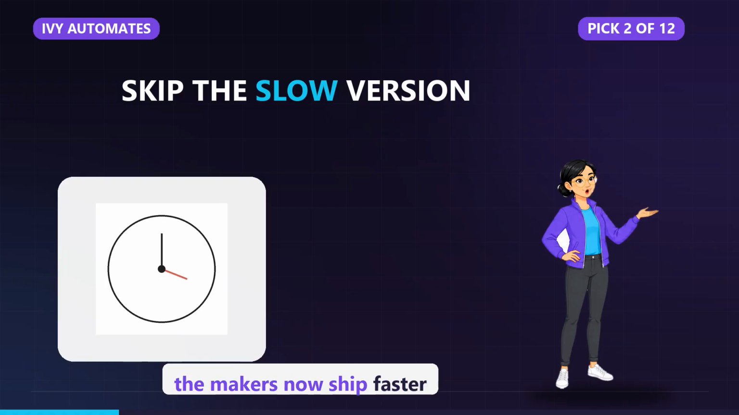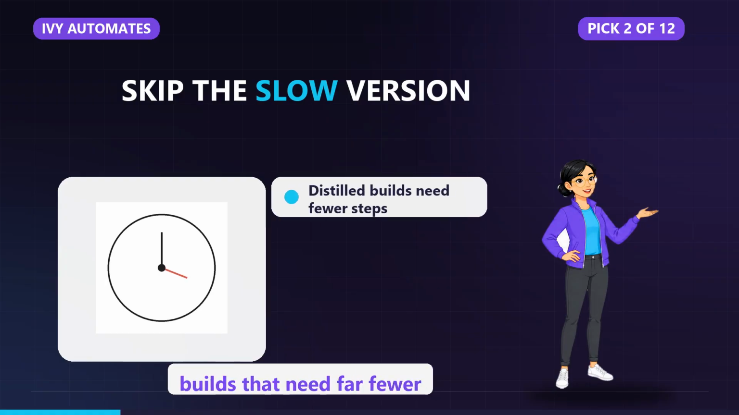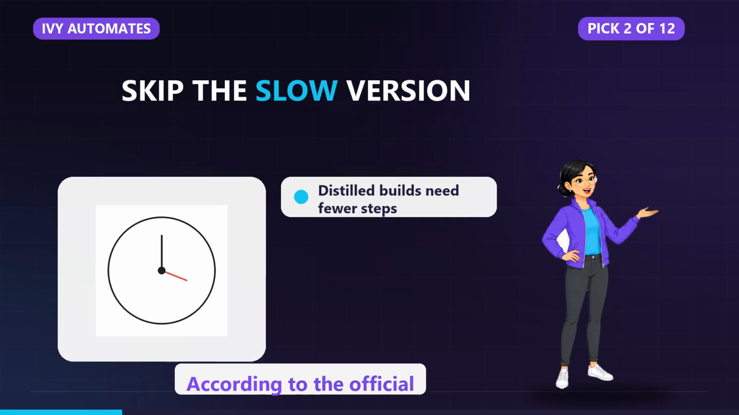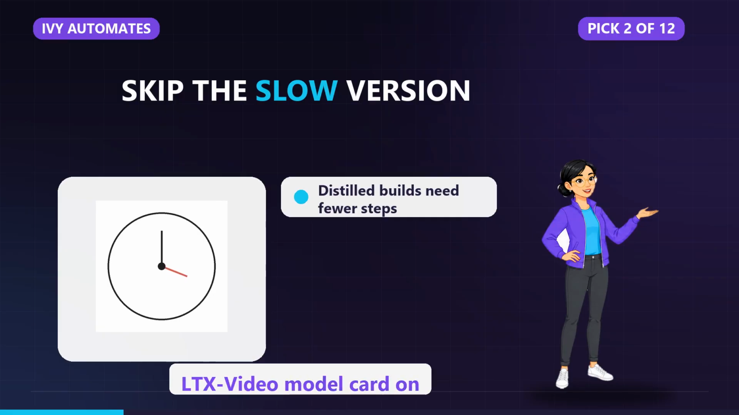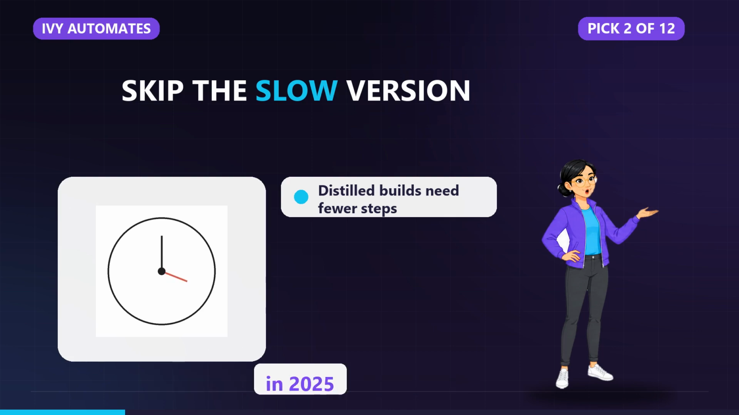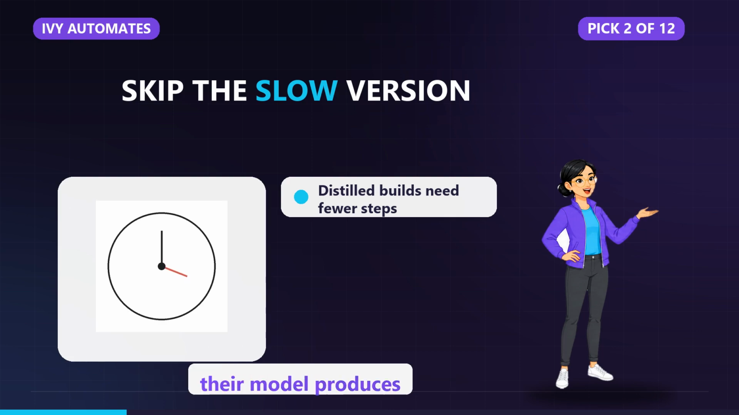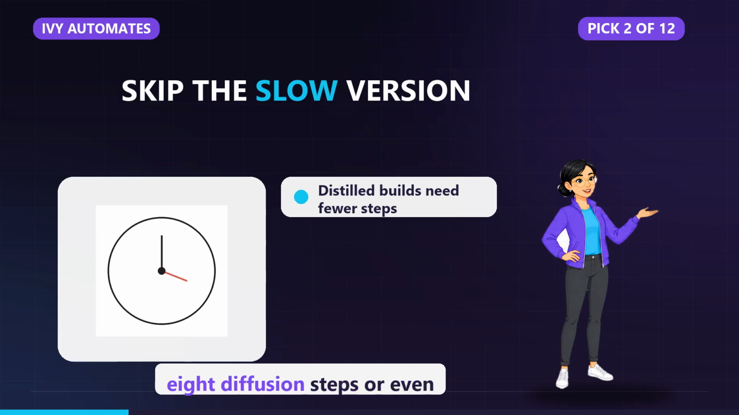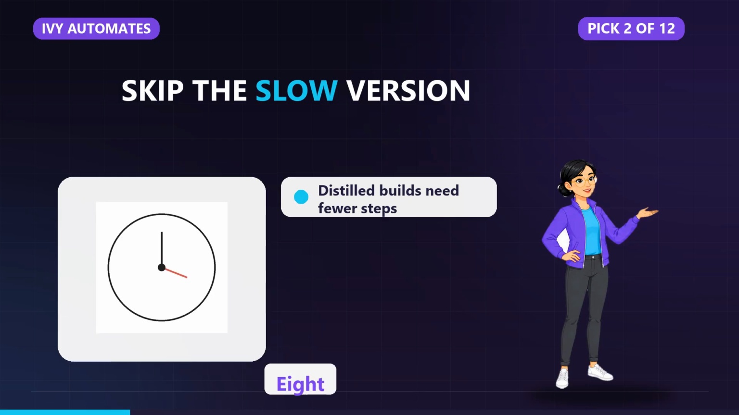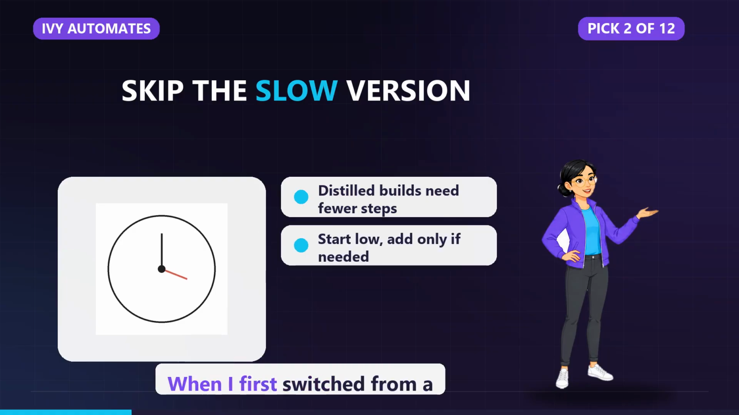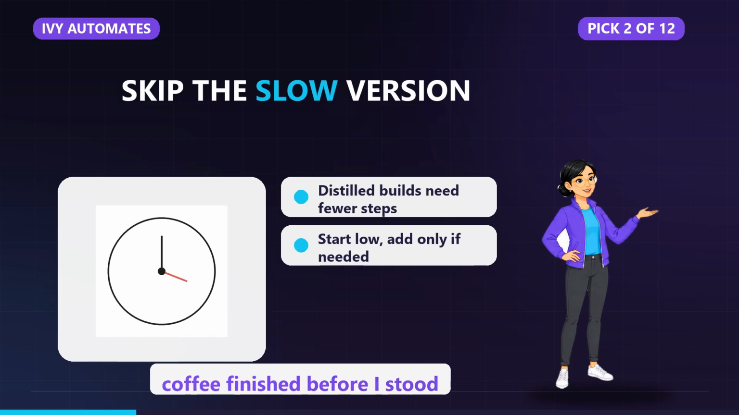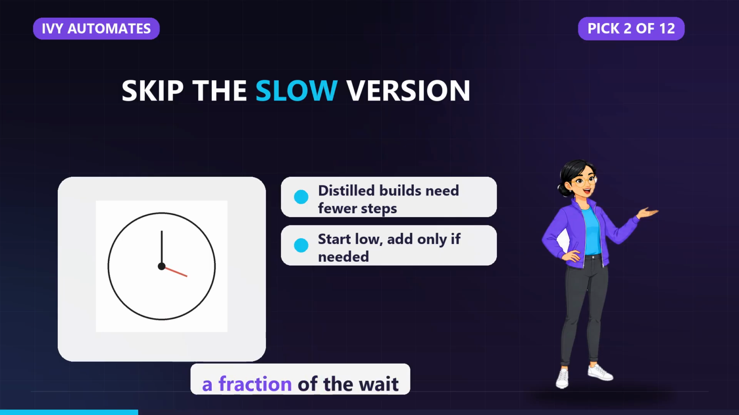The makers now ship faster builds that need far fewer passes. According to the official LTX video model card on Hugging Face from Lightrix in 2025, their model produces high-quality clips using just 8 diffusion steps, or even fewer. 8, not 50. When I first switched from a bloated default to one of these leaner setups, a clip that used to make me go get coffee finished before I stood up. Same idea, a fraction of the weight.